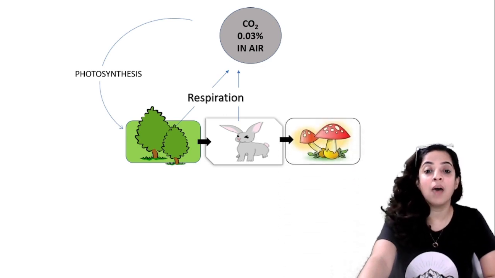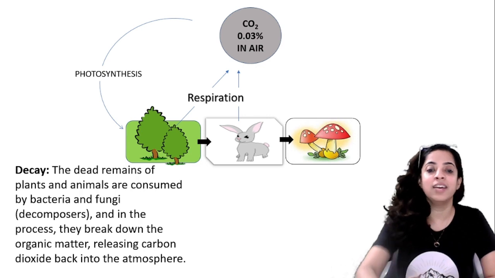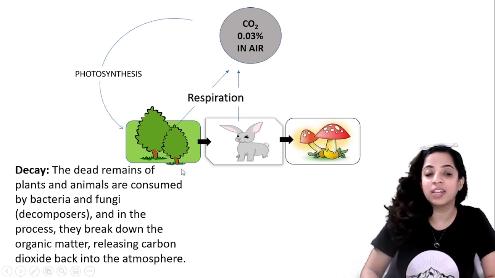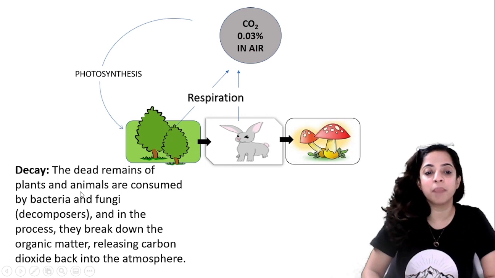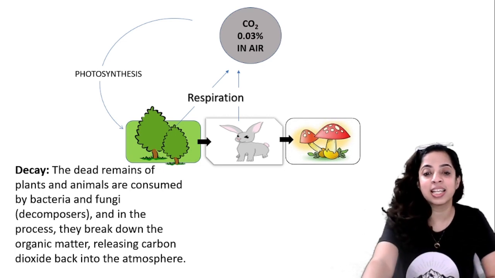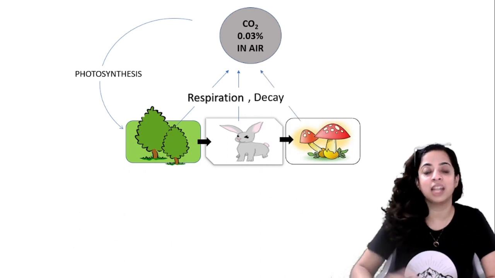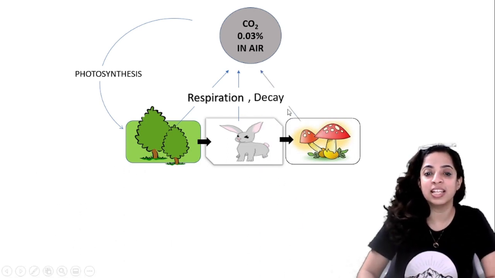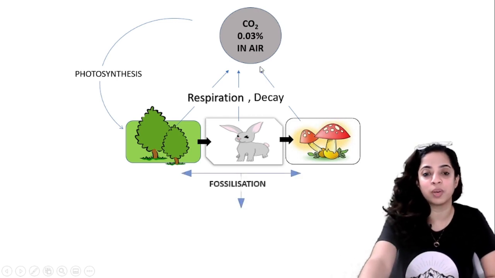Yes. Now comes the decomposers. This animal and plant will decay at some time. So the dead remains of the plants and animals are consumed by bacteria and fungi, that is decomposers. In this process, they break down the organic matter, releasing carbon dioxide back into the atmosphere. So they act upon the dead remains of the plants and animals and decompose this organic matter and release carbon dioxide again in the atmosphere. So you see that decay is releasing CO2 again in the atmosphere.